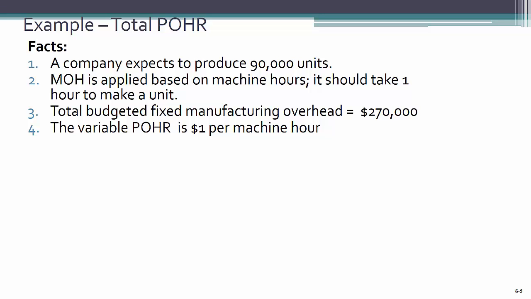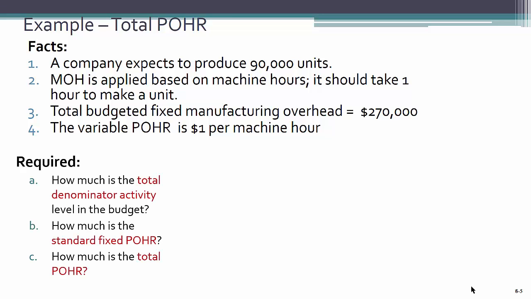Let's consider an example of how to compute the fixed and total POHRs. Here are the facts. A company expects to produce 90,000 units. Manufacturing overhead is applied based on machine hours. It should take 1 hour to make 1 unit. The variable POHR is $1 per machine hour, and total budgeted fixed manufacturing overhead is $270,000. And here are my requirements. How much is the total denominator activity level in the budget? How much is the standard fixed POHR, and how much is the total POHR?